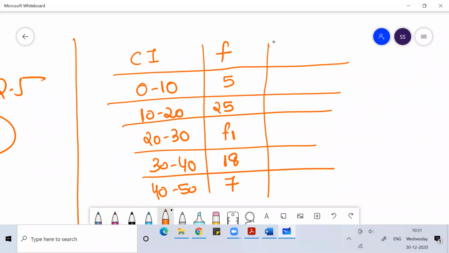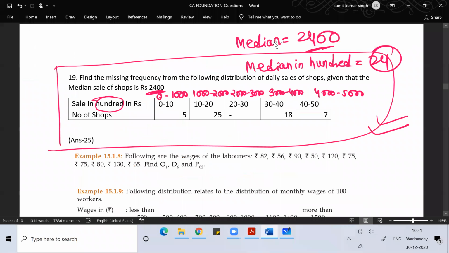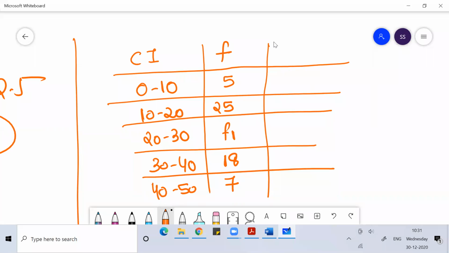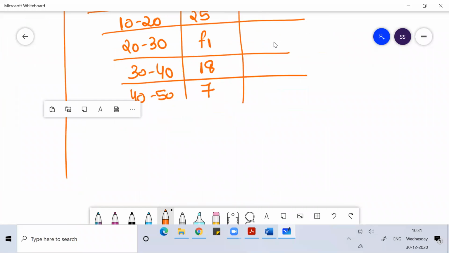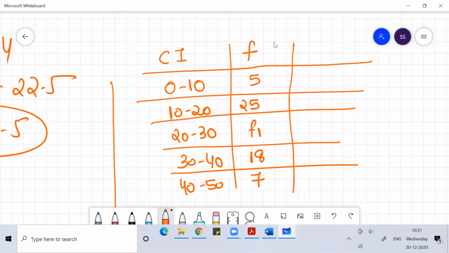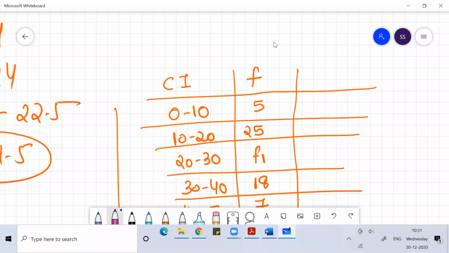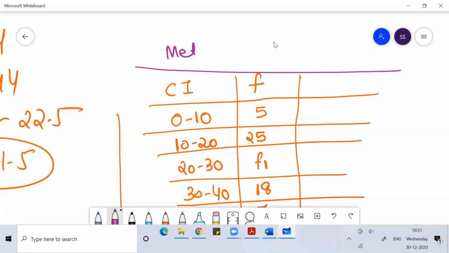See this, I'm solving this problem. So this is what is given in the problem. I have to find F1 where the median is 24. You have to understand your median for this problem is 24. Your median is 24 means your required class interval should be this. This will be your required class interval. Then only you'll get the median 24. I hope by this time you should get this logic. How will you get median 24? This is the only possible way.